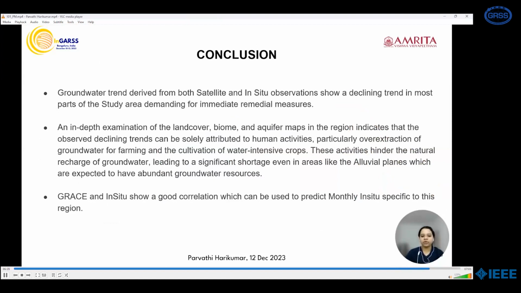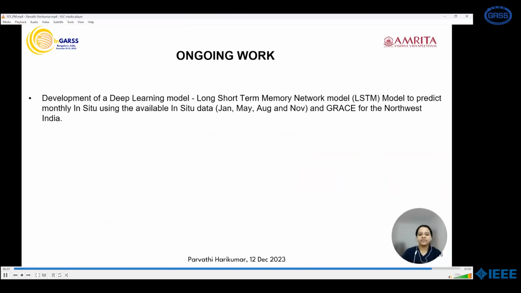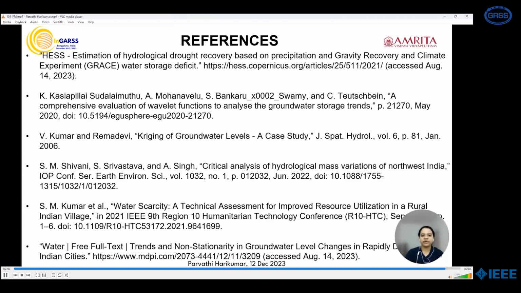to have abundant groundwater. We are extending this work by developing an LSTM model for predicting monthly in situ values using GRACE and in situ data. It has achieved an R-squared value of 0.9 as of date. These are the literature referred for the study.